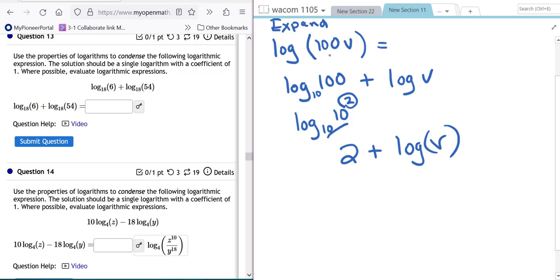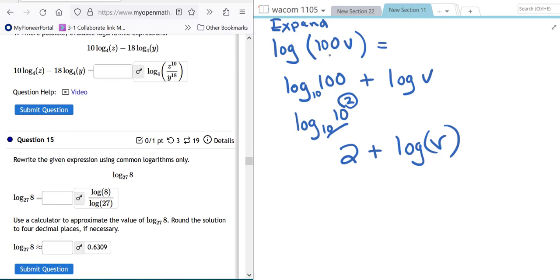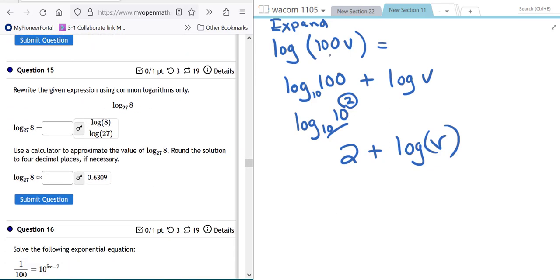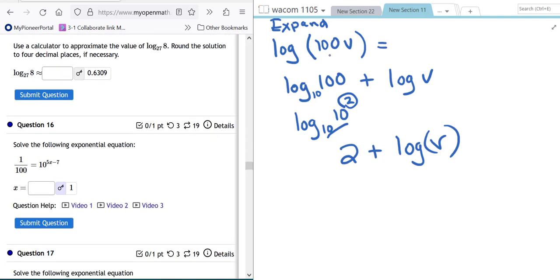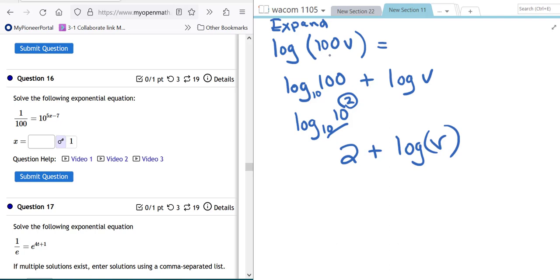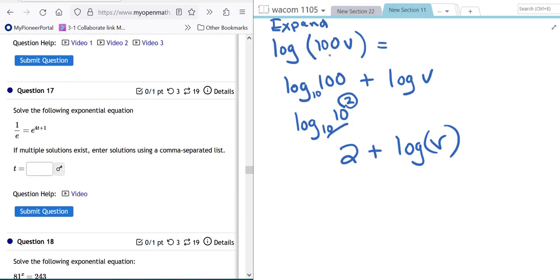All right, let's see. So we did 14, and we did 15. That was a change of base. And we did 16. So that was the first solving one.